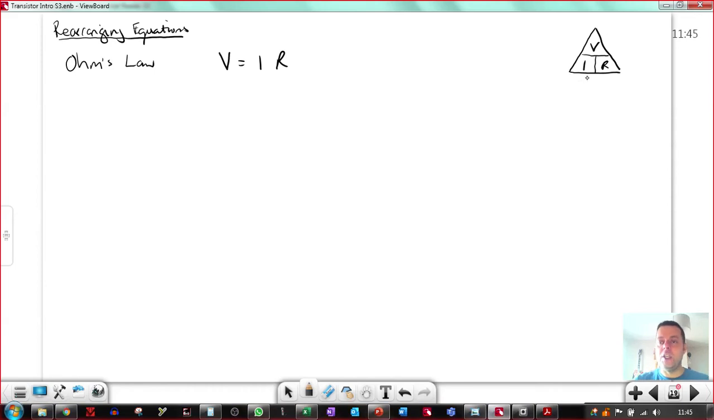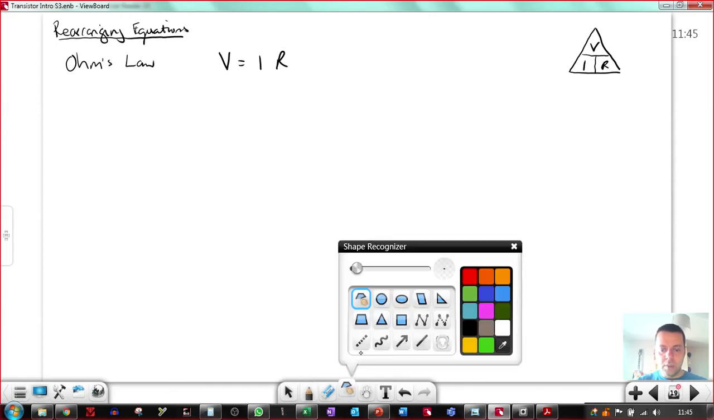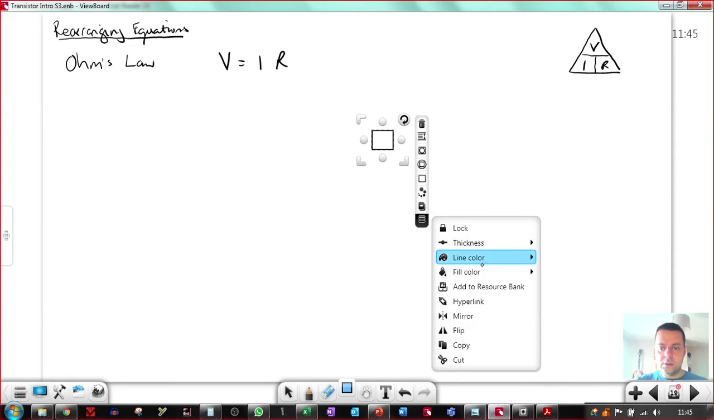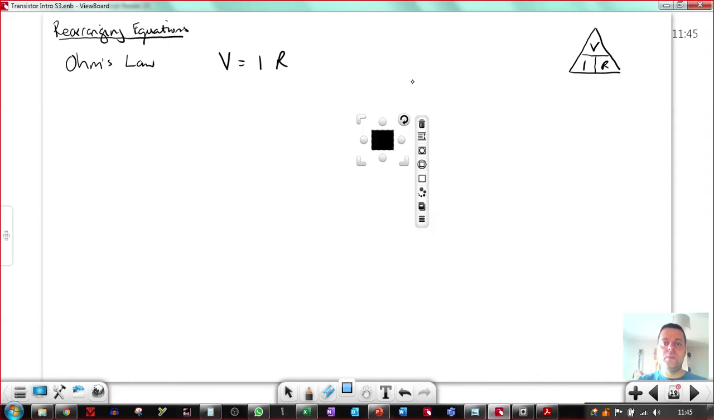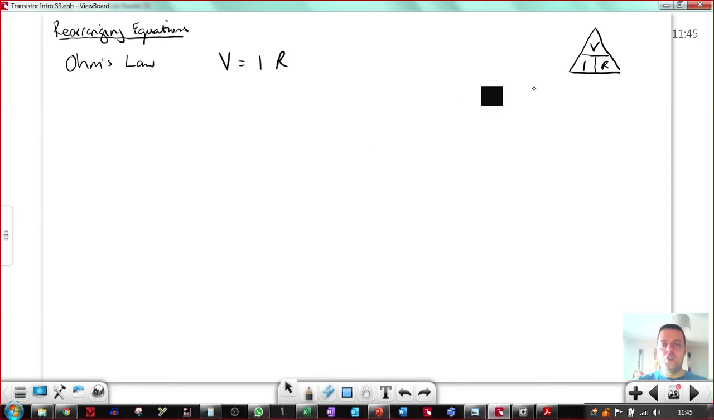In order to rearrange the equation, all you do is cover up the value that you're looking for, and then write down the relationship of what's left. So if I cover up V, let's put a wee black square in, and fill it. There you go. If I cover up V, that means I've got I next to R, which means it's I times R. And that's the one that I've got there.